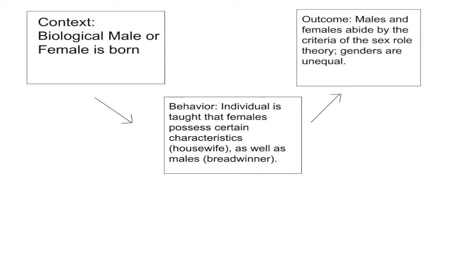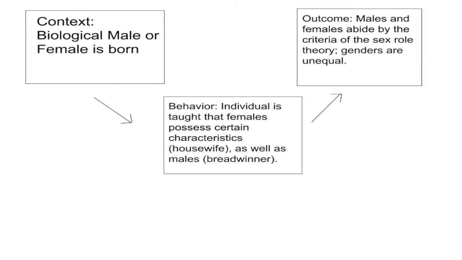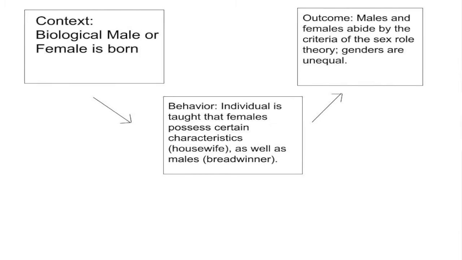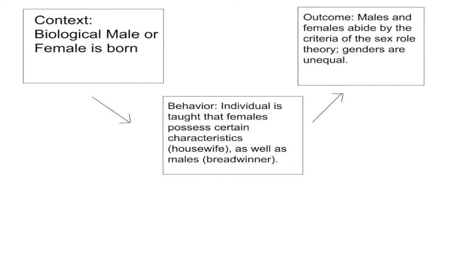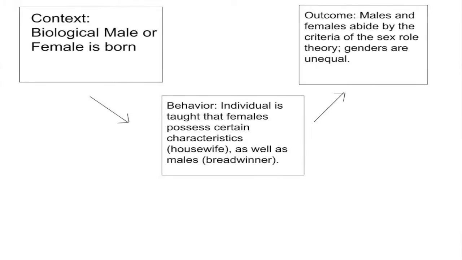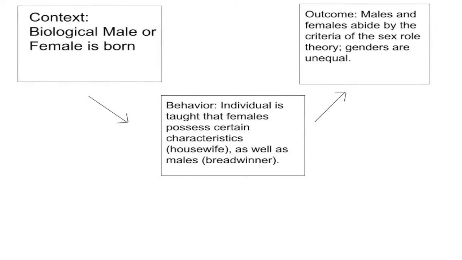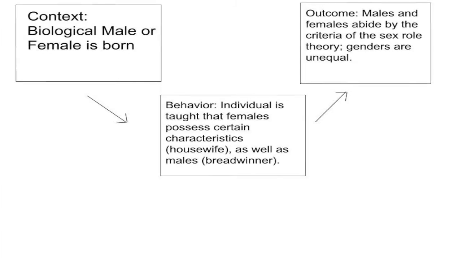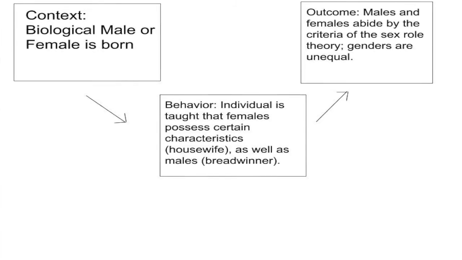We created this diagram to illustrate the sex role theory. The diagram illustrates the sex role theory by beginning with the biological male or female being born. The context essentially activates behavior when society socializes boys and girls in a certain manner based on what characteristics and behaviors are commonly associated with the gender.